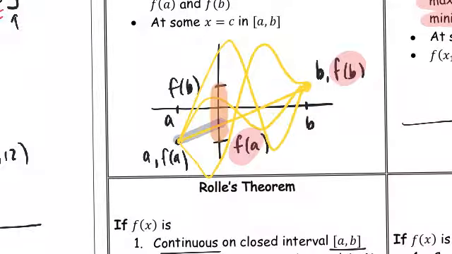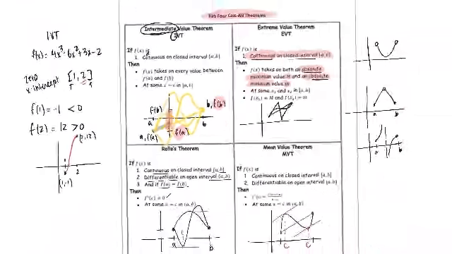Okay, so that's basically our takeaways. Of course, Rolle's and mean value theorem are our two new theorems, but we also want to use the opportunity to remember all four, I call them the Fab Four, Calc AB theorems.